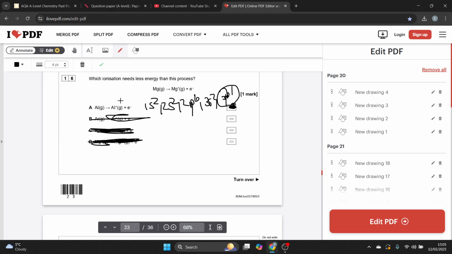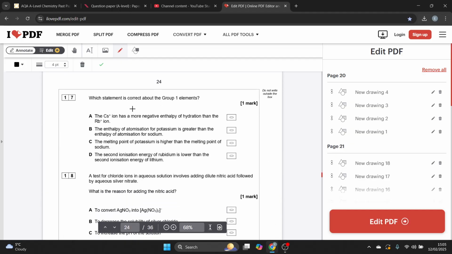So you can eliminate 2 and then do 50-50 with these two, and then realize, okay, aluminium, because that's got 3p1, so that's going to have more shielding, it's going to need less energy. Which statement is correct about the group 1 elements?